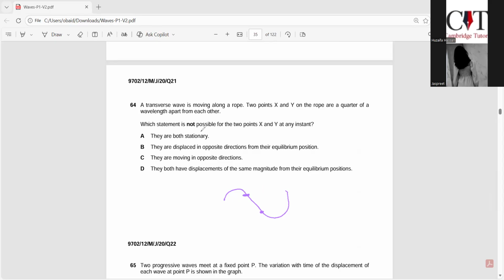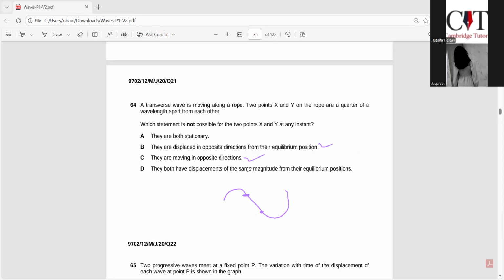So they both are stationary. Is it A? Yeah, A, because they won't be stationary, right? The other option: they are displaced in opposite directions from the equilibrium position. Yes, they can be displaced in opposite directions. We have studied that if we make a wave from this point, it is possible. It is coming upwards and can also come downwards as well. So they can move in the upward direction. It is possible.